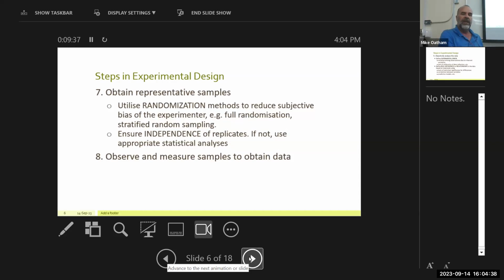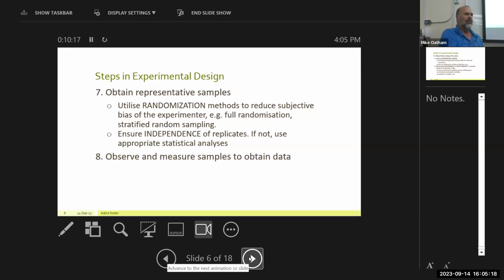Randomization can also help ensure independence of the samples. One of the key conditionalities of a lot of the statistics that we use is that the samples that we collect are truly independent from one another. Okay, they are not dependent. The position of where you take a sample is not dependent on where the previous sample or the next sample was or will be taken.